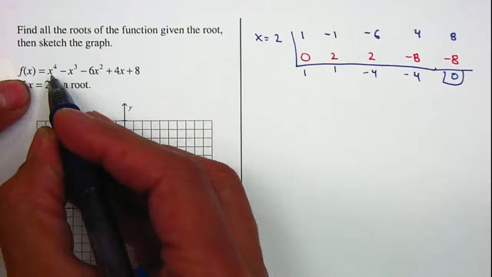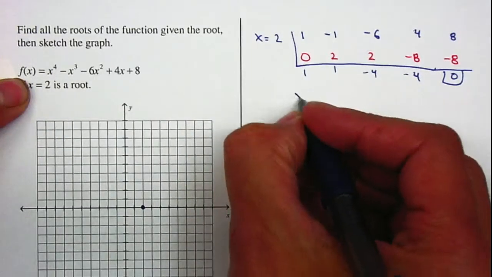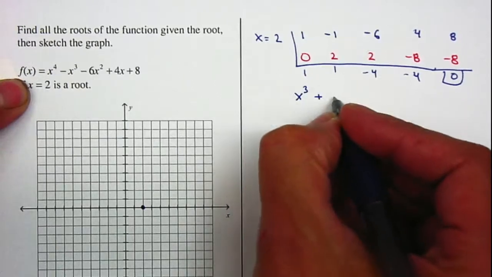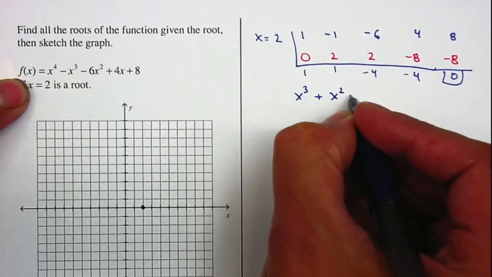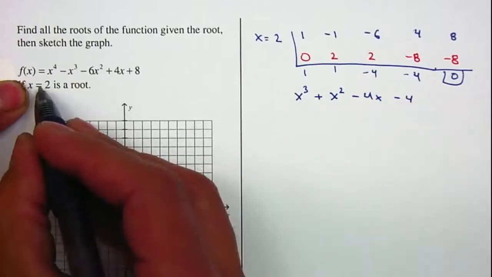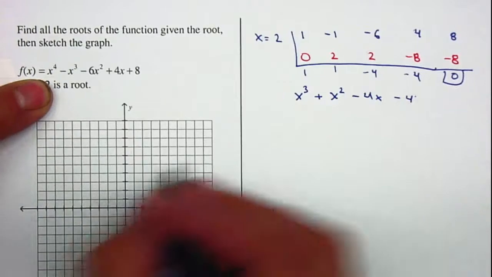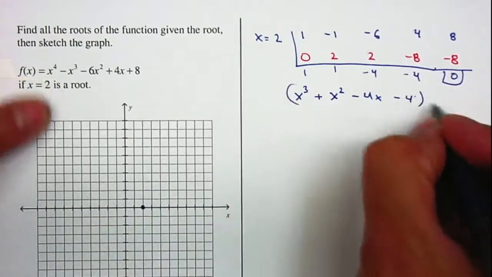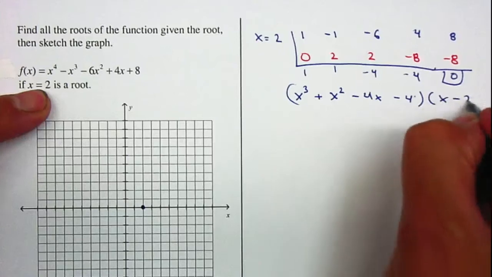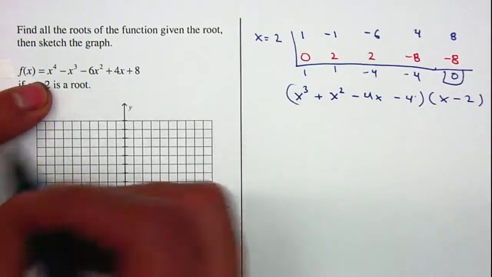Now, this is x to the fourth power, so I'm going to go down one level. This will be x to the third, 1x to the third, or just x to the third. This is positive 1 x squared, or just x squared, minus 4x, minus 4. Since this is x to the fourth, you just go down one level to the next numbers. And don't forget that x equal to 2 is a root, so therefore the other factor will be x minus 2. If you multiply this together, you should end up with your original function.